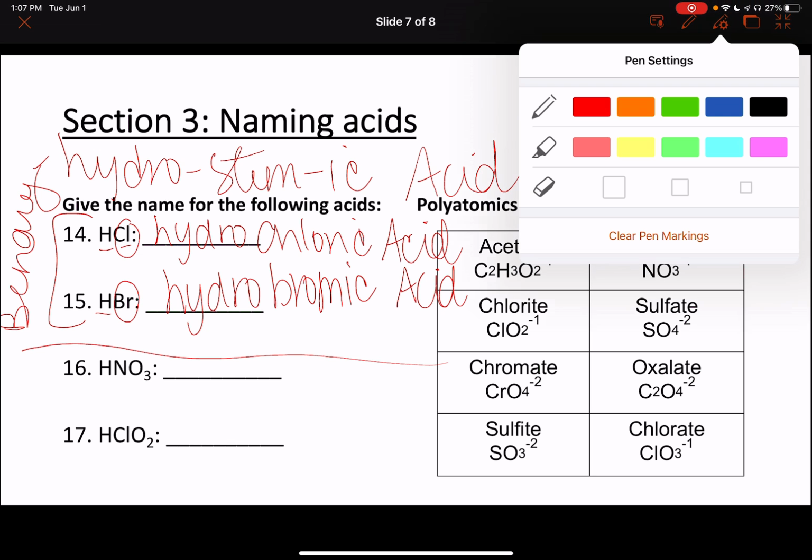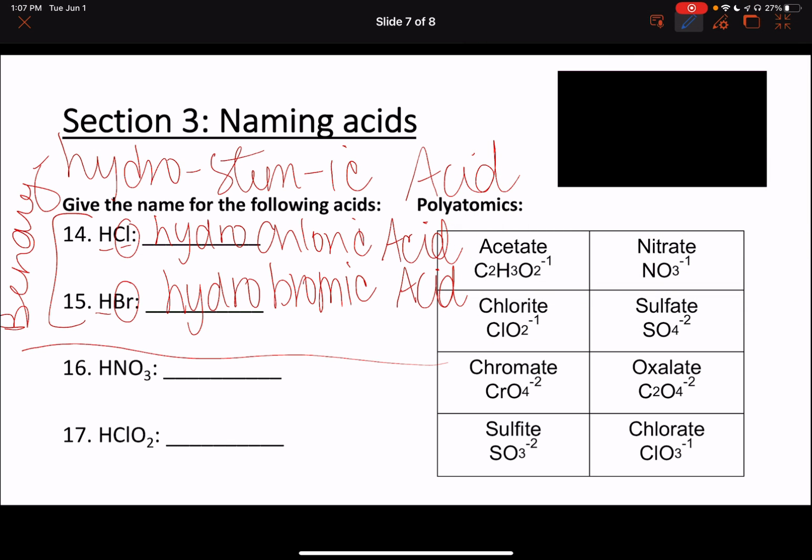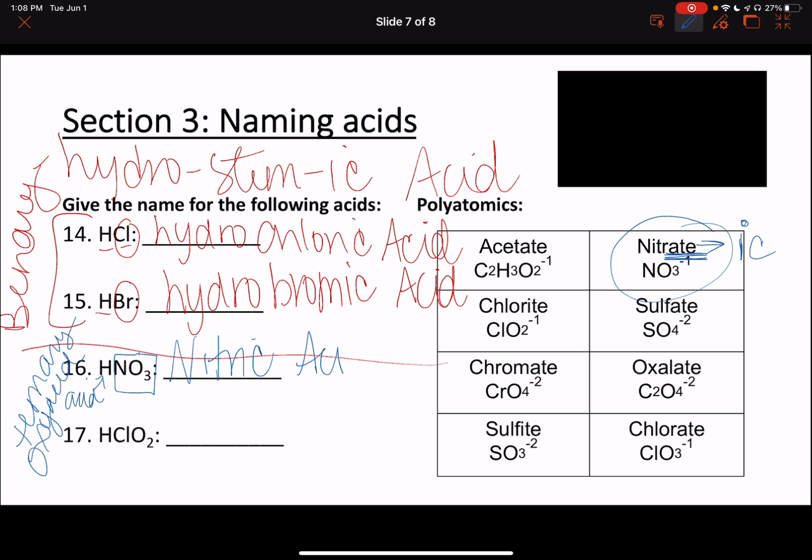Then we have HBr, so we're going to have hydro, then we're going to have brome, ic, and then acid. Now it gets a little bit trickier when we take a look here. The H lets us know that we're going to have an acid, but then we have to find NO3 for these ternary or oxy acids. So if we find NO3 here, we see that it's nitrate, and we just figured out that if you ate too much, you feel sick or ick, so it would be nitric acid.